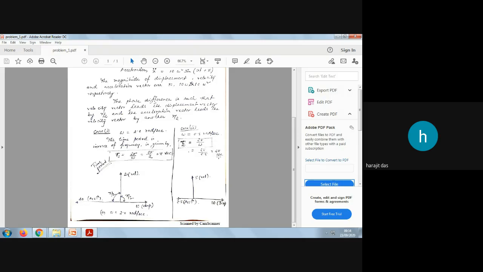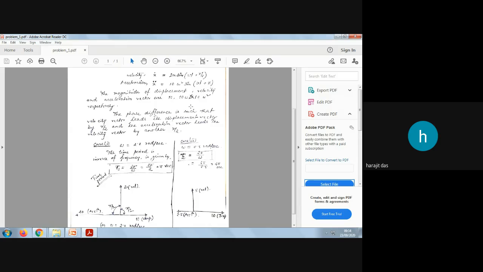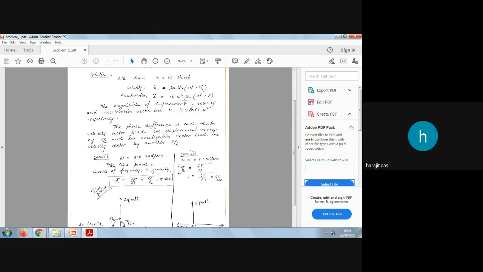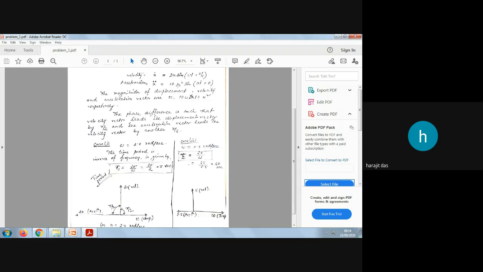Okay, so it is 4 pi seconds. It is not necessary to use this time period to draw this graphical representation. Only with the help of these three equations, you will be able to find the graphical representation, or to draw the graphical representation.